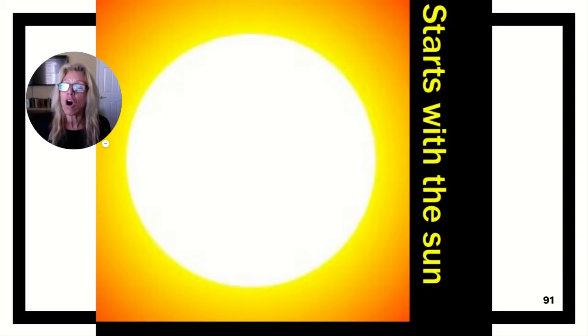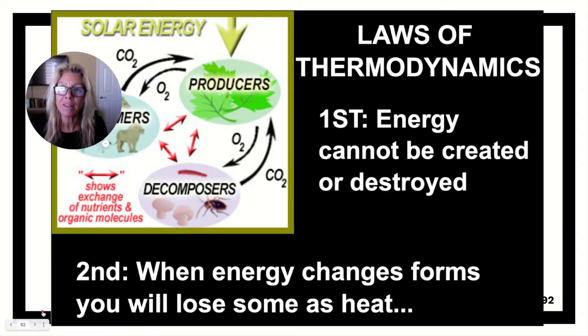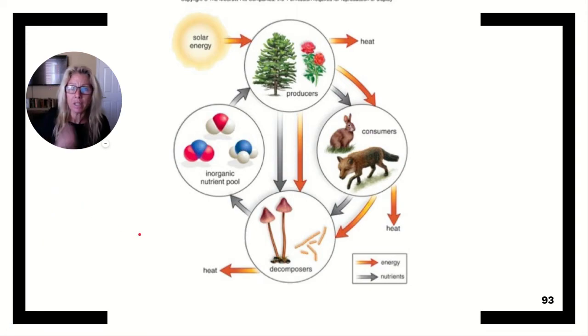So energy flow, it always starts with the sun. The big yellow one is the sun. And you want to think back to your laws of thermodynamics. Remember, the first law of thermodynamics says that energy cannot be created or destroyed. It can just change forms. And then every time it changes forms, you lose some as heat. So it's not 100% efficient. So I gave you that first part already in your notes. And so I want you to take a look at this.